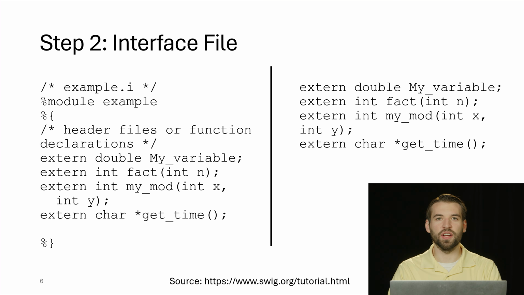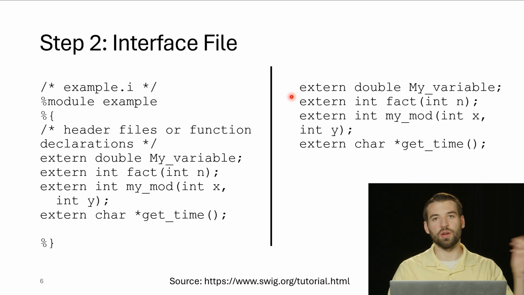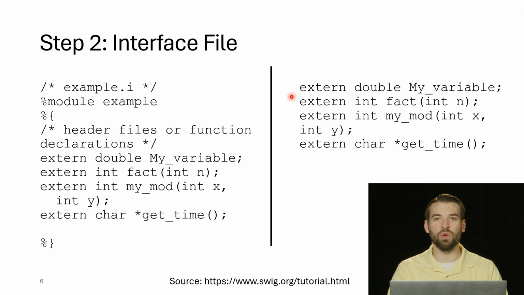Then on the right here, we have the actual declarations, or rather instantiations, of all of these functions. These are essentially saying, of the ones that were previously declared, which ones you actually want to create an interface wrapper for using SWIG.